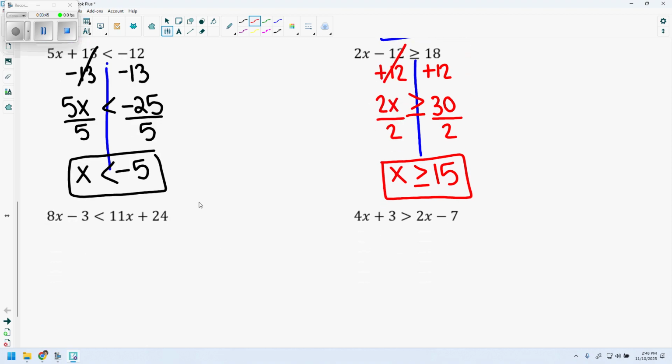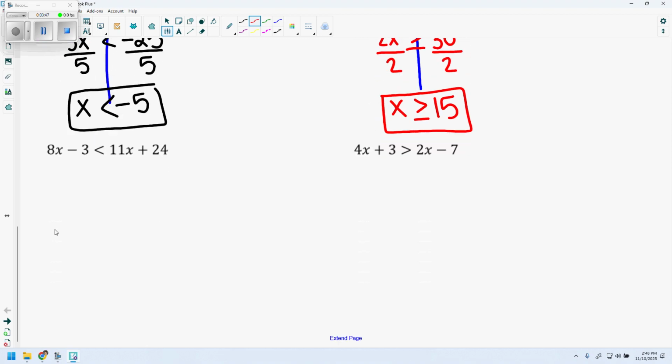Okay, now we've got x's on both sides. That's all right. We're going to go ahead and draw our line. Our first step every time should be to move the x's to the left. So what's the opposite of positive 11x? Oh, negative. So I'm going to subtract the 11x from the 8x because they're like terms. This one cancels. 8 minus 11 is negative 3x. Minus 3 is less than 24.